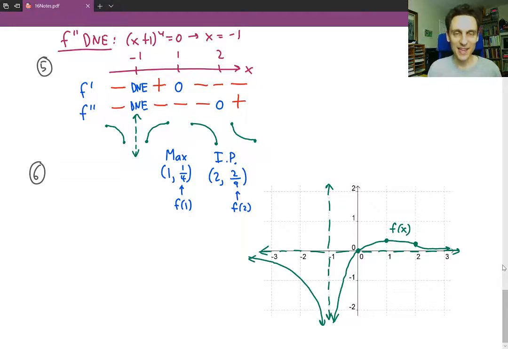Whew, that was quite a battle, but in the end, we won. We graphed the rational function.